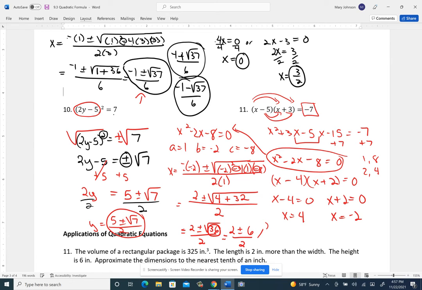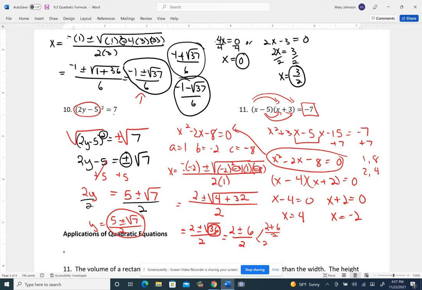And so that means one answer is 2 plus 6 over 2. The other answer is 2 minus 6 over 2. And 2 plus 6 would be 8. When you divide that by 2, you get the 4 that we got before. And if you did 2 minus 6, that would be negative 4 over 2, which gives us the negative 2 that we got before. So you get the same answers. It's just a different approach.